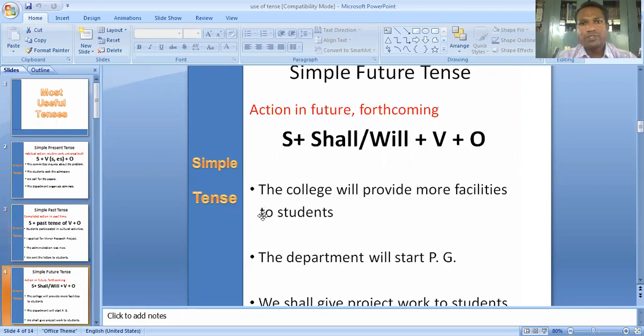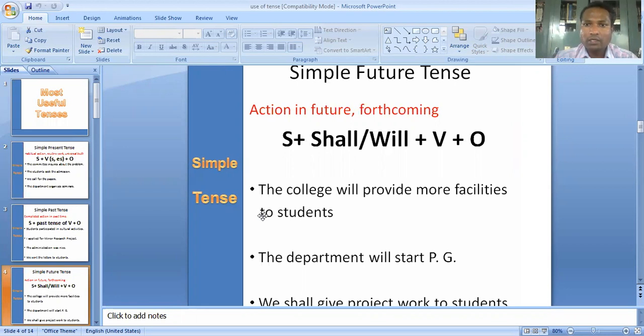Now, next form, simple future tense. This is the third and the last simple tense. I repeat, first simple tense is simple present tense, second simple past tense, and third is simple future tense. It tells you about the action which is going to happen in future, forthcoming, the next action to come.